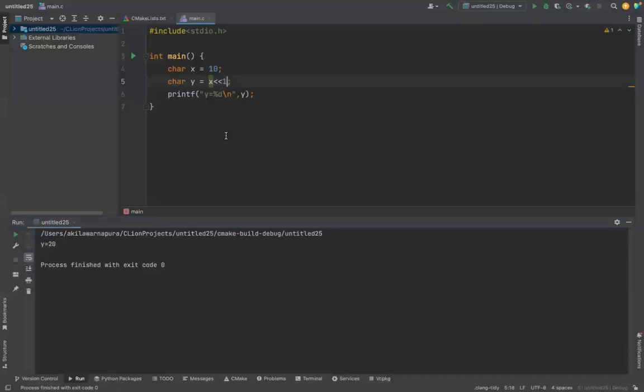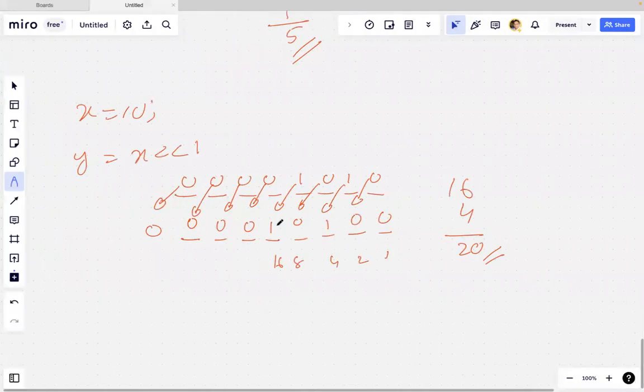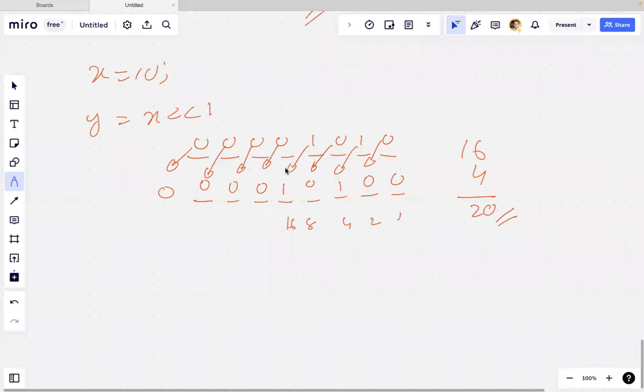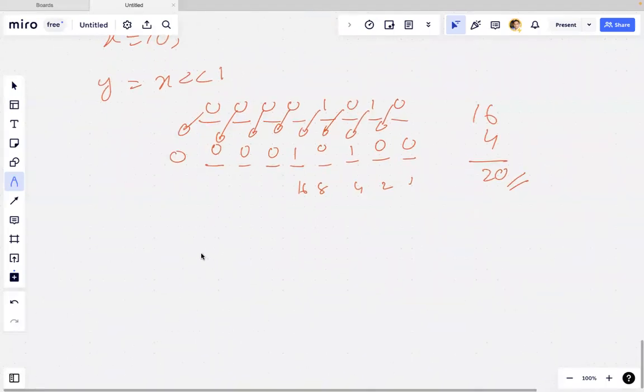Okay, try to put left shift by 2. Left shift by 2. Then what happens? 1, 0, 1, 0, 0, 0, 0, 0. Left shift by 2. Then 1, 0, 1, 0. Here 0, 0.